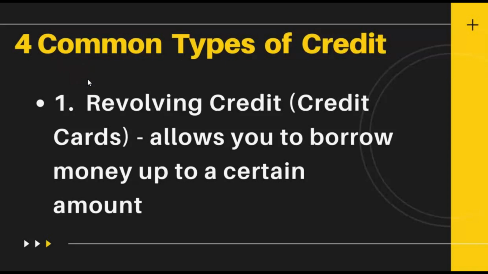Now, the first type of credit that we would like to look at is what is called revolving lines of credit. A revolving line of credit is when you have a payment that's due the same day of the month. However, the amount that you pay is different. It changes from month to month. An example of this form of credit is a credit card.